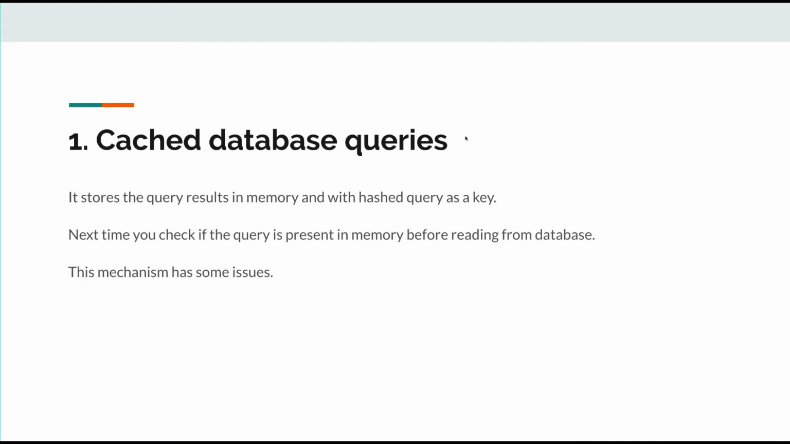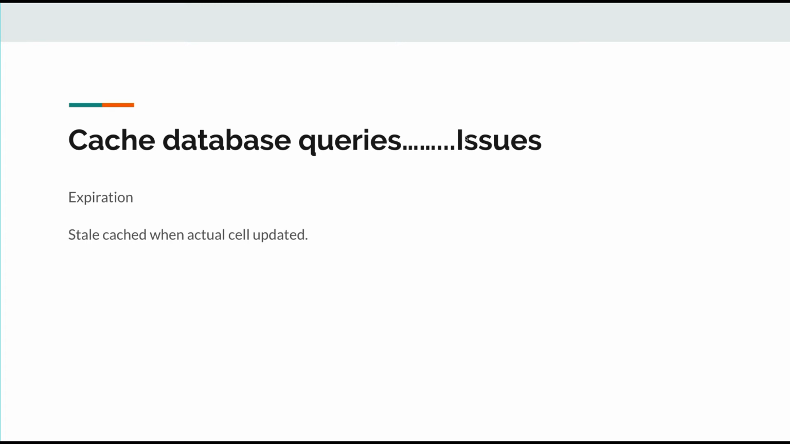So what you do, you actually store the query results in memory, and you hash the query as a key. And the next time, you check if the query is present in memory, you just read from the cache and serve it to the user. If it is not, then you go to the database, but it has some issues. You can easily guess, like expiration: what do you do if your cache is getting full and you want to add more and more, how will you expire the queries, I should say the key values, from the cache? It isn't an easy task.